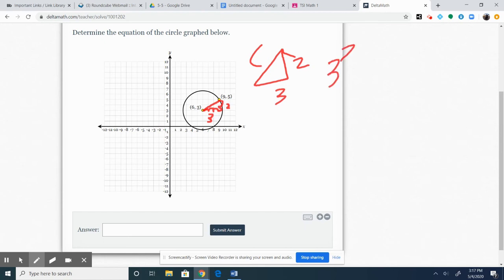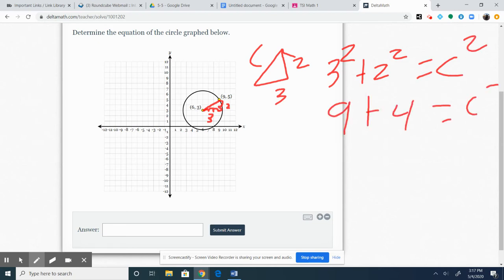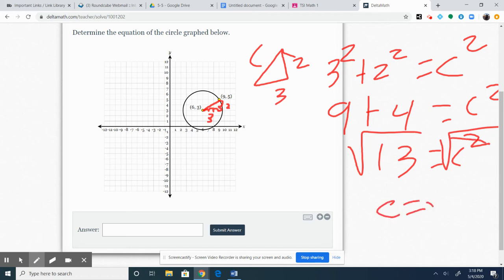So we're going to have 3 squared plus 2 squared is equal to c squared. That's 9 plus 4, which added together is 13. And then we're going to find the square root of both sides. So c is equal to the square root of 13. And c also stands for our radius.